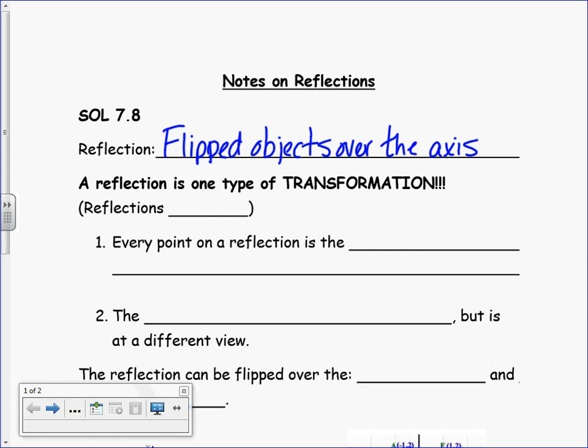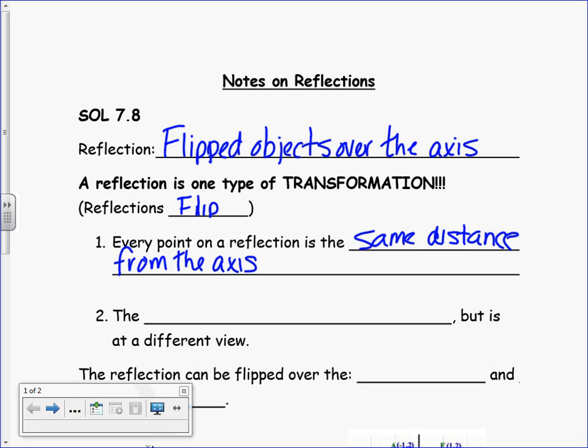So it's one type of transformation. There's all sorts of transformations. The dilations that we just talked about are a transformation as well. Reflections, remember, flip. That's a good way to remember. Every point on a reflection is the same distance from the axis. Just happens to be on the other side.